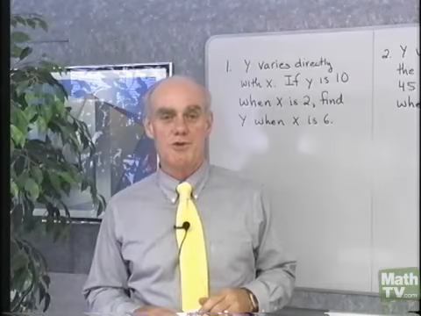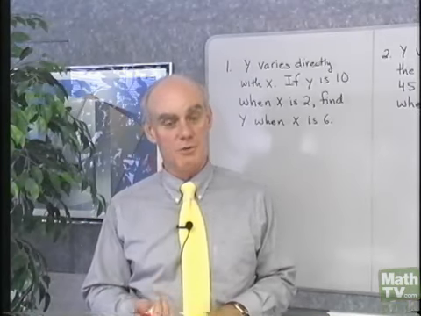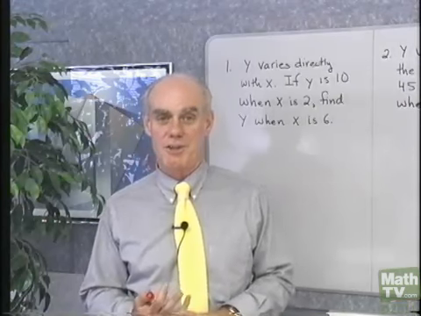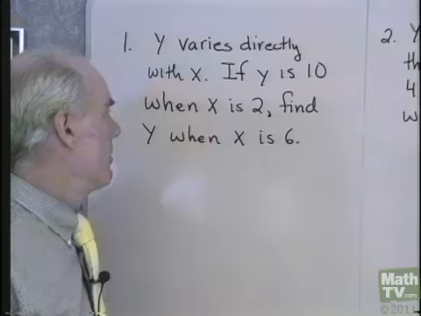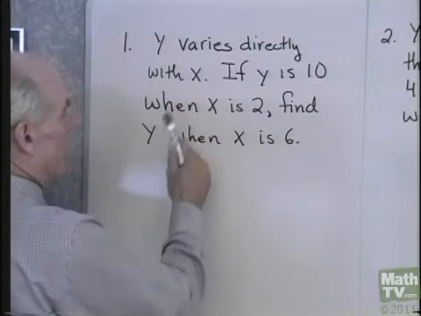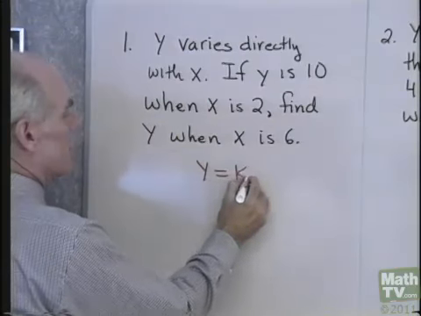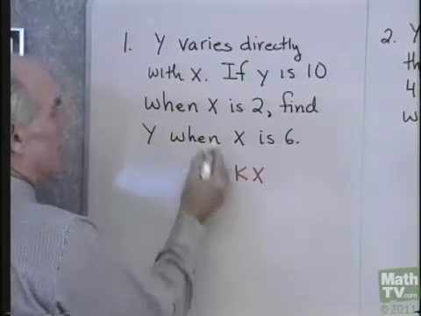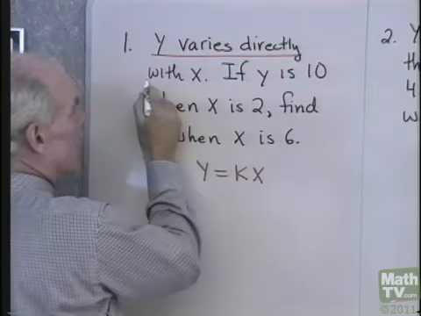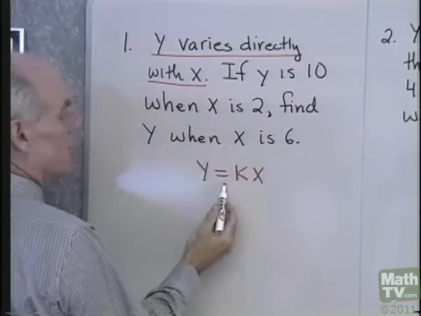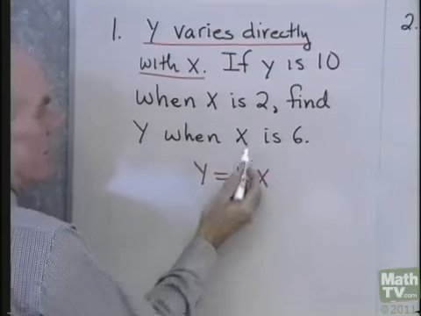We want to wind this up with two variation problems. The first one will be a direct variation problem, and the second one an inverse variation problem. If we say y varies directly with x, what that means is that y is equal to some constant k times x. So that first sentence in the problem here gives me this general variation equation.